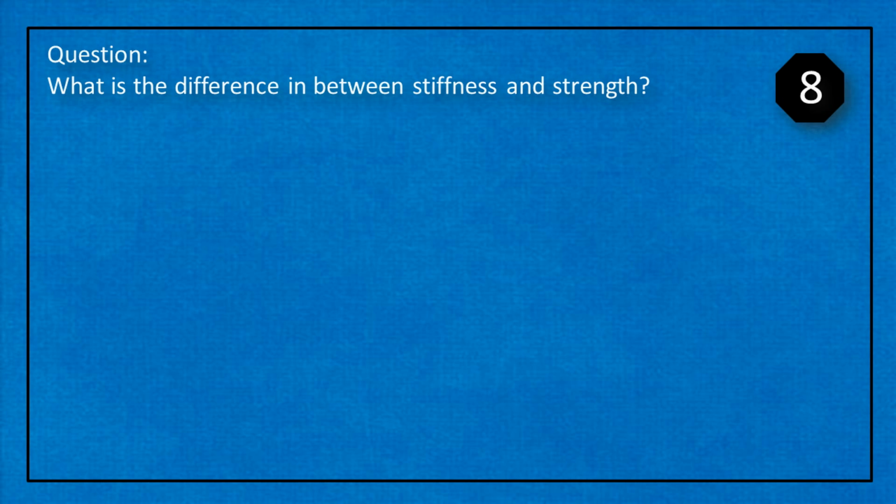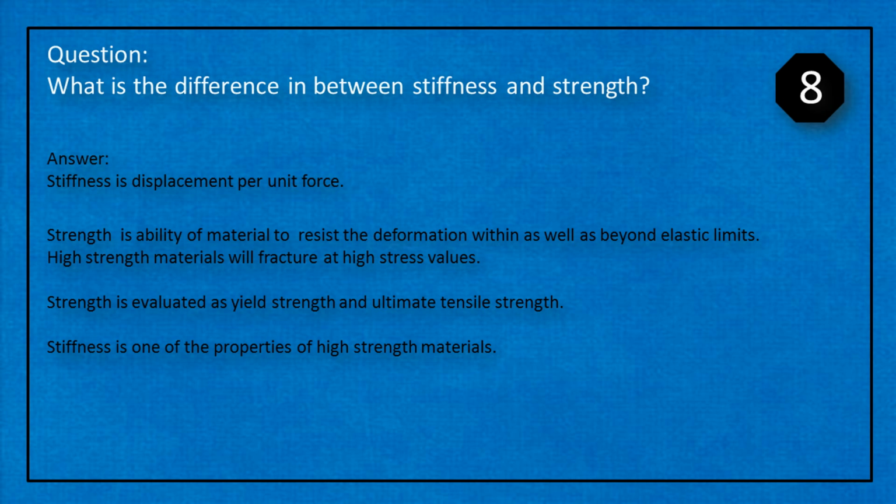Question: what is the difference between stiffness and strength? Answer: stiffness is displacement per unit force. Strength is the ability of a material to resist deformation within as well as beyond elastic limits. High-strength materials will fracture at high stress values. Strength is evaluated as yield strength and ultimate tensile strength. Stiffness is one of the properties of high-strength materials.